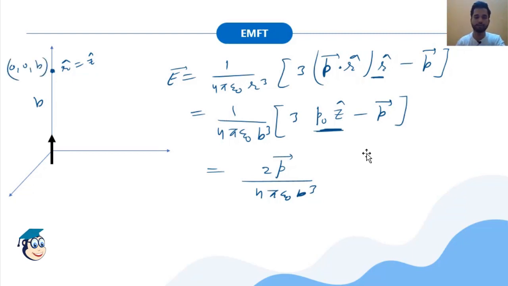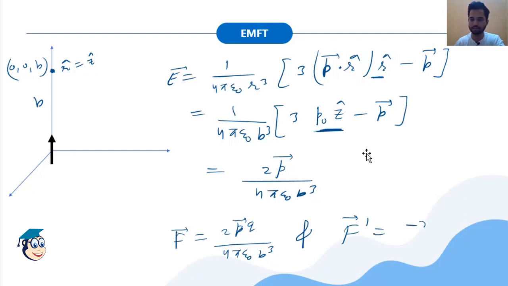So what would be the force on a charge positioned at this point (0, 0, b)? The force would be given by 2p³ divided by 4πε₀b³. So what would be the force on the dipole due to the charge? Now using Newton's third law, the force F' would be minus 2p³ divided by 4πε₀b³.